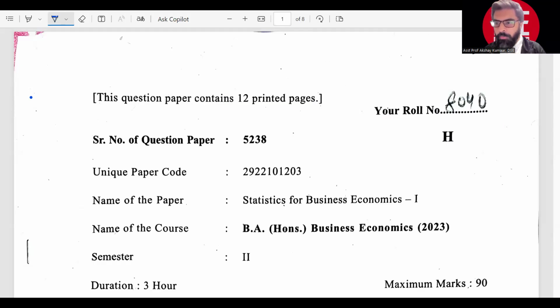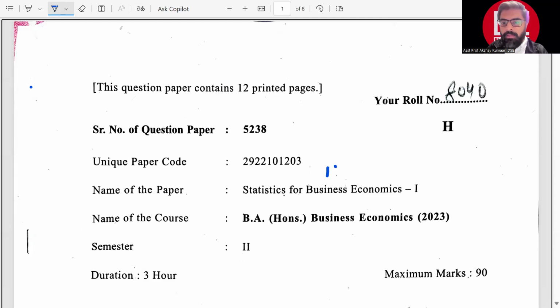Okay, I hope I'm audible to all my students who are attending this particular lecture for the Statistics for Business Economics Part 1 course. In this lecture, I'm going to continue with the discussion of the 2024 question paper, which has come up at Delhi University for the Statistics for Business Economics Part 1 course.